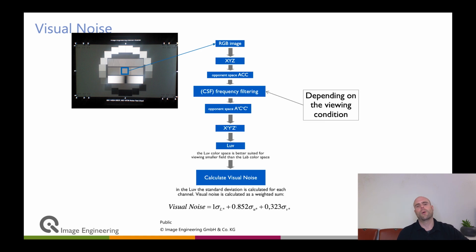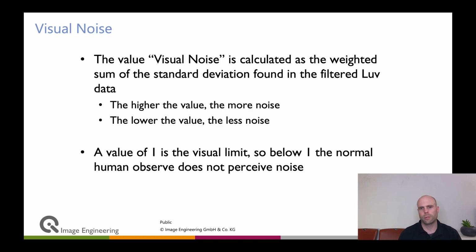After we did the filtering, we go back into the filtered ACC, then to the filtered XYZ, and then into the LUV color space. There we calculate the visual noise as a weighted sum of the standard deviations in L, U, and V. There are weighting factors on that, so that at the end you have a single number that gives you the noise measurement. And here, other than in SNR, the higher the worse. The higher the visual noise metric is, the more noise we actually have in the image.